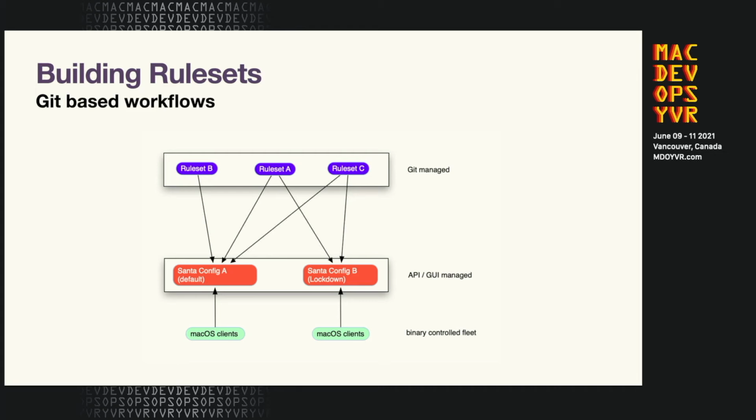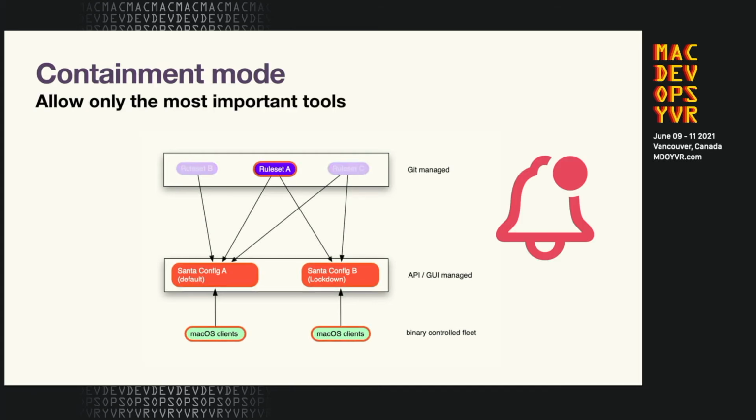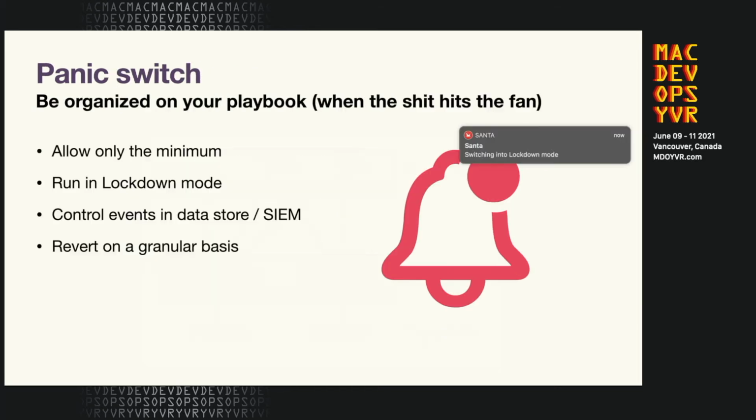Of course, you should track the changes of your rule sets via Git and ideally have a GitOps workflow in mind. And you want to be able to pull the rules back to the bare essentials, like switching into a containment mode. This may allow only the management tools and a few vendors to be allowed to execute. This could work like a panic switch. As long as it's active, only the minimum required apps and management tools are allowed. You apply the default deny to all targeted endpoints by running in lockdown mode.